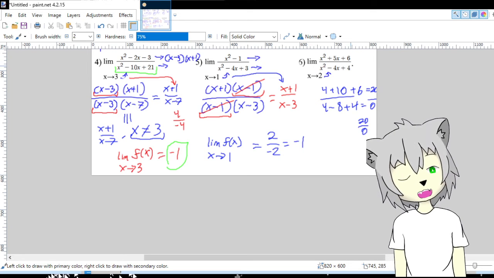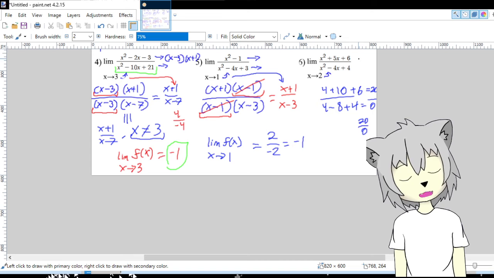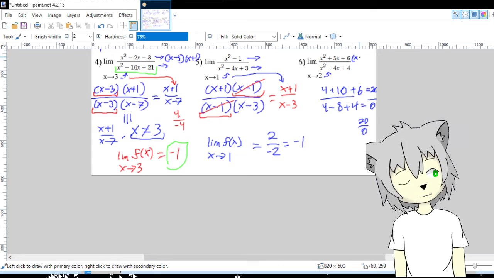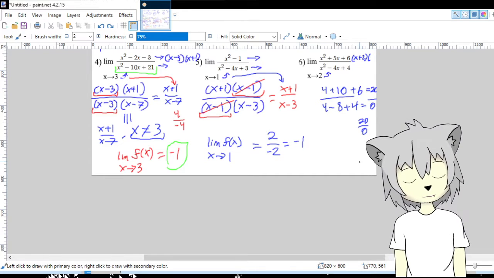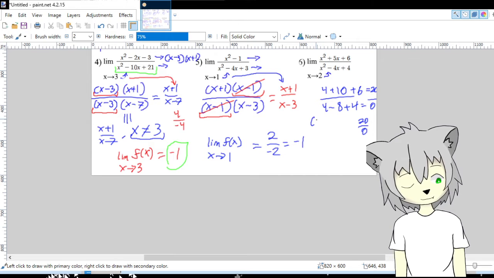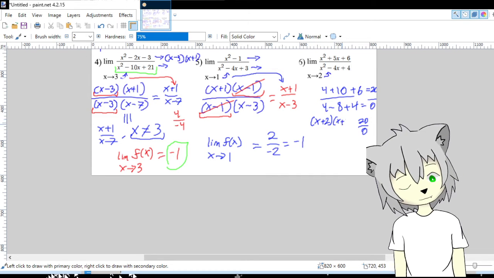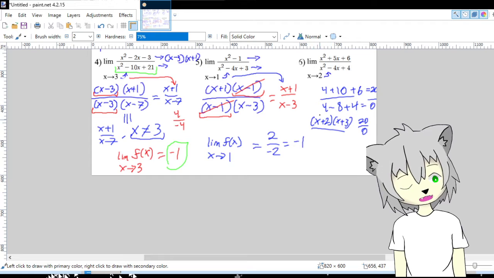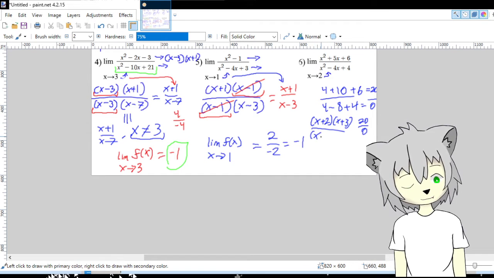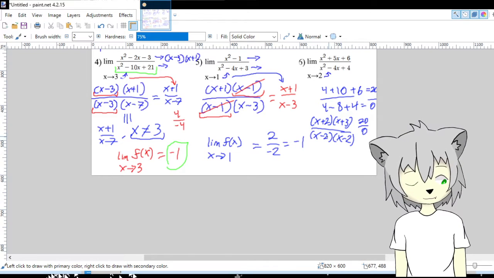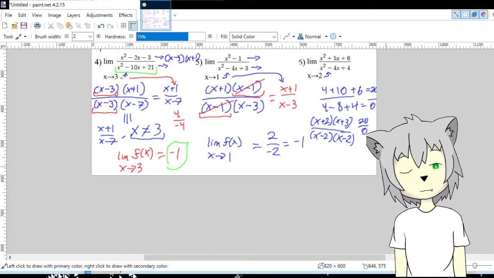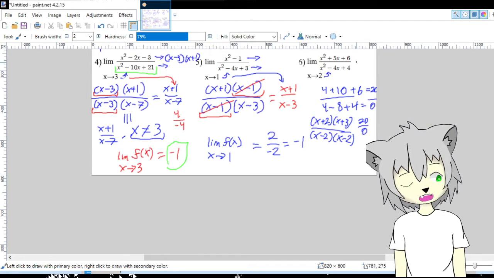Well, if anyone had worked ahead and tried to factor this, you would find that these would not factor out. I'm pretty sure they won't. That should be it. x minus 2, x minus 2. Yeah, that should be it. None of these actually cancel out, so this limit doesn't exist.